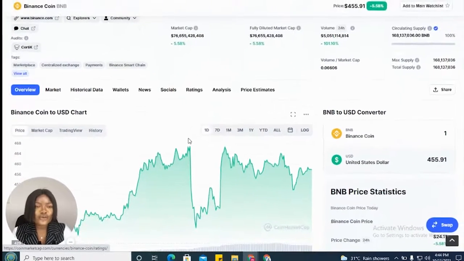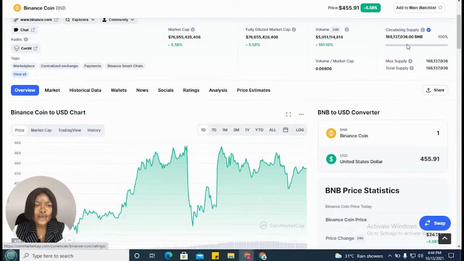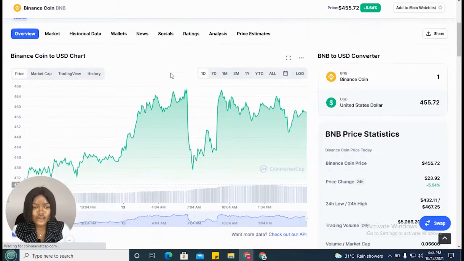Another thing you should check is the circulating supply. Circulating supply matters a lot because, for example, if you have 5 billion circulating supply, before the price can touch $1, the market cap has to reach 5 billion. So supply has a key part to play when it comes to researching a token.